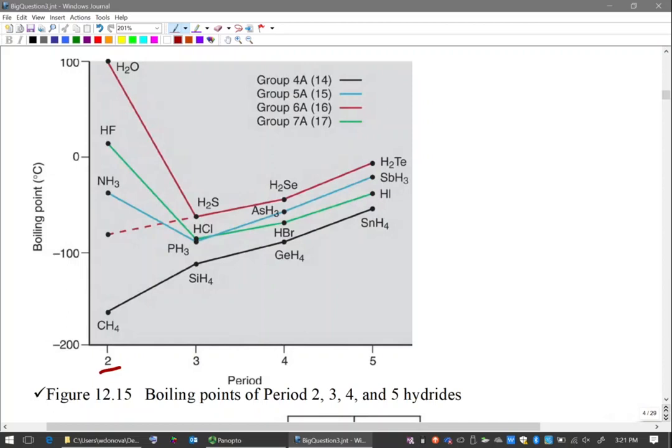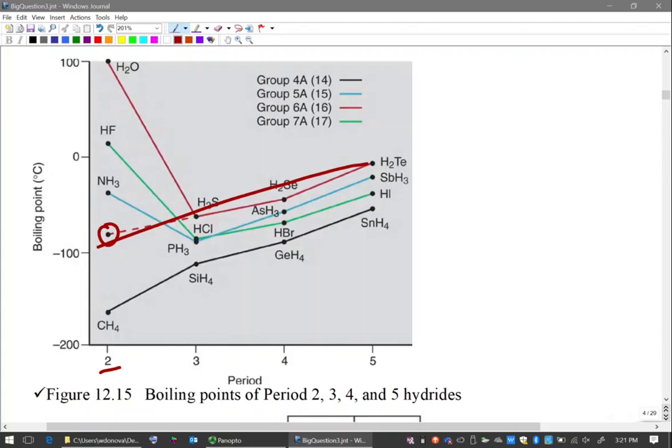Hydrogen telluride boils at this temperature, and hydrogen selenide, hydrogen sulfide. You could extrapolate what water's boiling point would be, and it should be down here around 90 below 0 Celsius, but it's not, thank goodness, right? If water boiled at 90 degrees below 0 Celsius, we would not be here to talk about it, right? Because there would be no solid or liquid water on Earth. It would all be a gas.